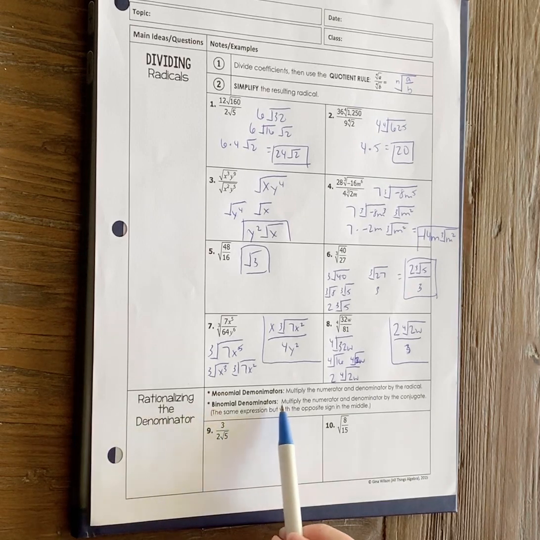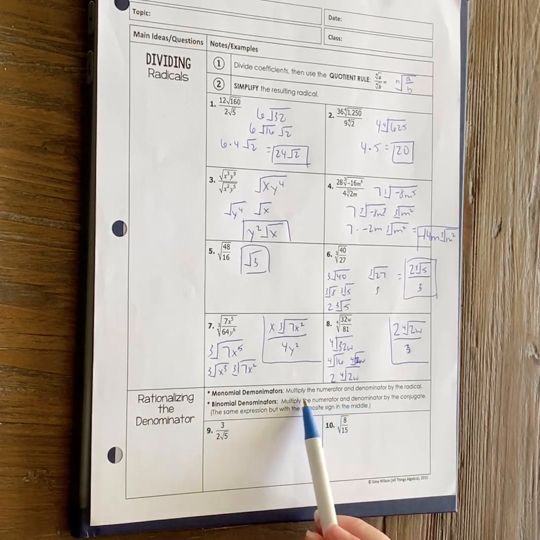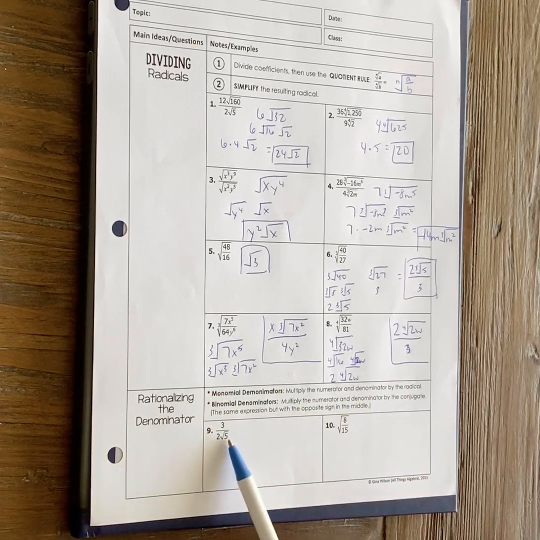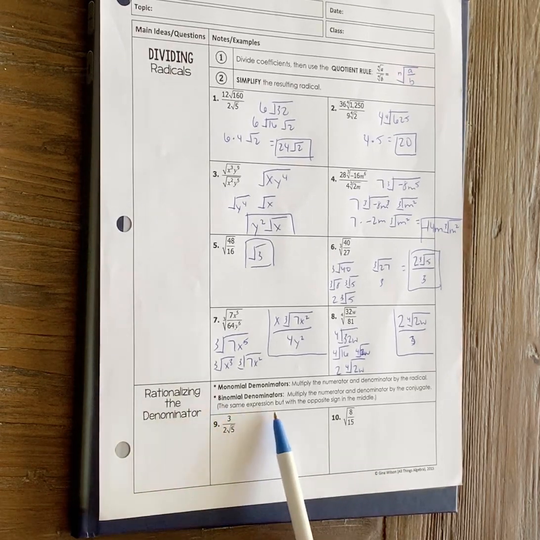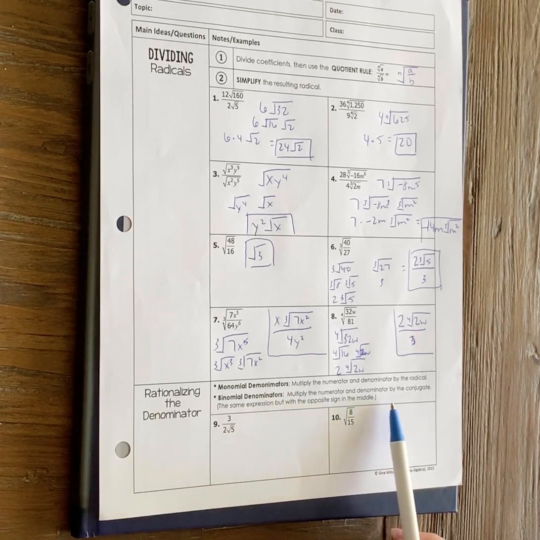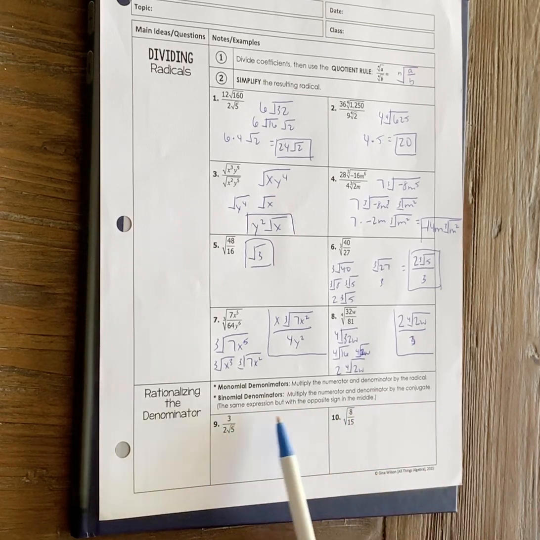So monomial denominators, you multiply the numerator and denominator by the radical. So we multiply both of these by the square root of 5. If it's a binomial denominator, you multiply the numerator and denominator by the conjugate, the same expression, but with the opposite sign in the middle.